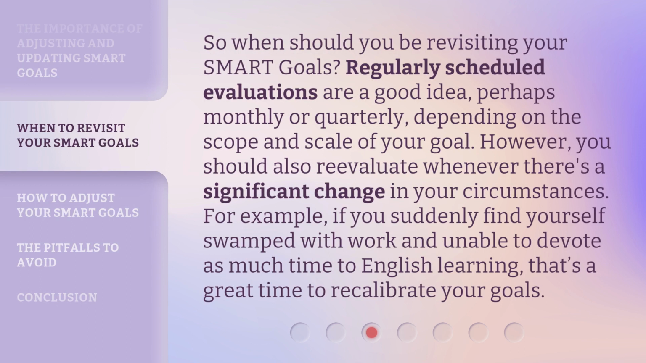So when should you be revisiting your SMART goals? Regularly scheduled evaluations are a good idea, perhaps monthly or quarterly, depending on the scope and scale of your goal. However, you should also reevaluate whenever there's a significant change in your circumstances. For example, if you suddenly find yourself swamped with work and unable to devote as much time to English learning, that's a great time to recalibrate your goals.